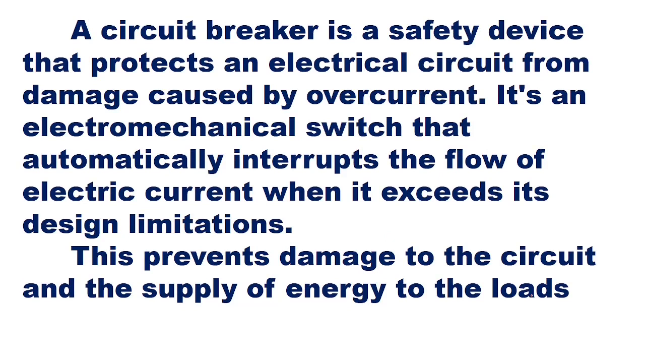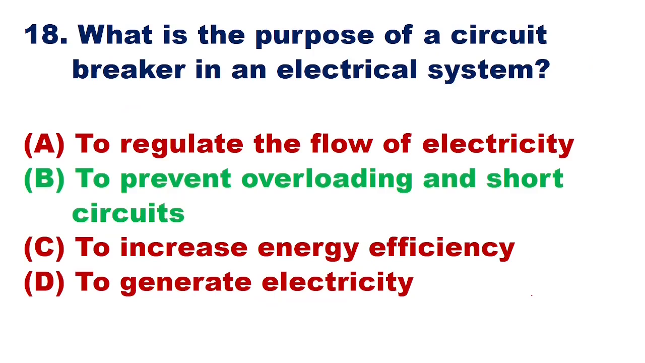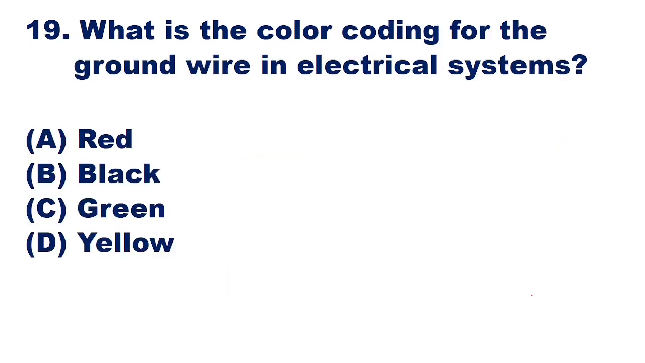A circuit breaker is a safety device that protects an electrical circuit from damage caused by overcurrent. It's an electromechanical switch that automatically interrupts the flow of electric current when it exceeds its design limitations. This prevents damage to the circuit and the supply of energy to the loads. So here option B will be the right answer. The purpose of a circuit breaker in an electrical system is to prevent overloading and short circuits. Then we'll go to the next question.